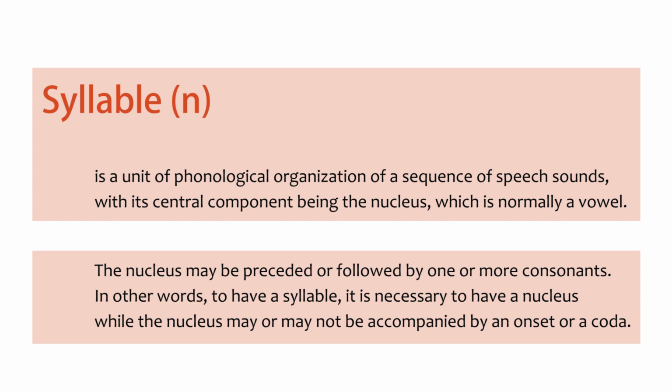In other words, to have a syllable, it is necessary to have a nucleus, but to have anything before or after the nucleus is optional. Optional in the sense that some syllables have, some syllables don't. So, in other words, to have a syllable, it is necessary to have a nucleus, while the nucleus may or may not be accompanied by an onset or coda.